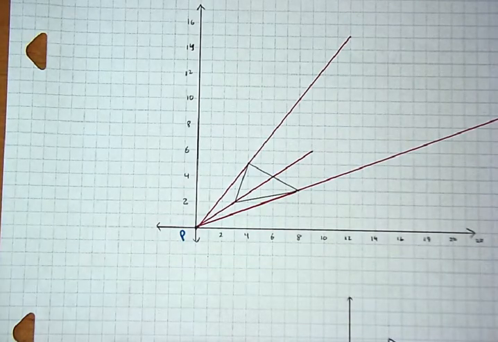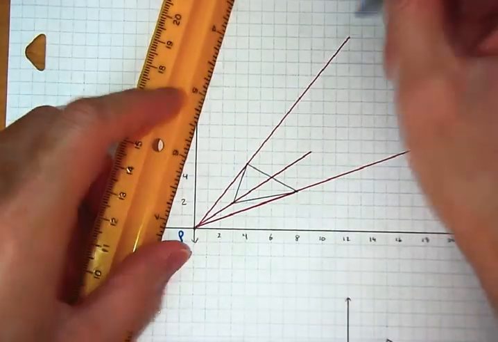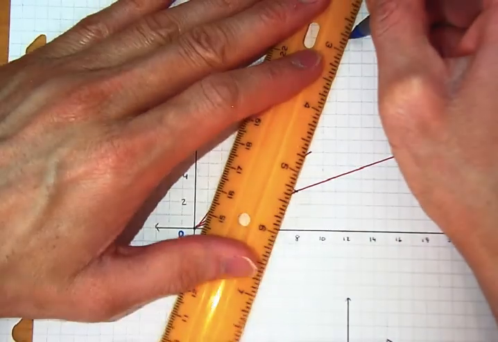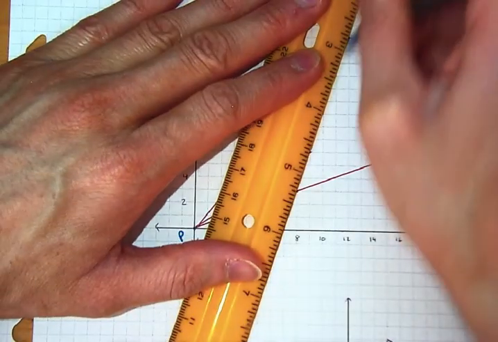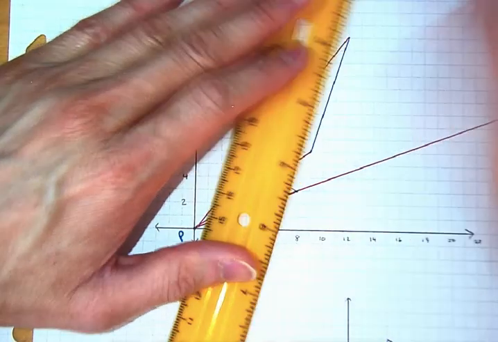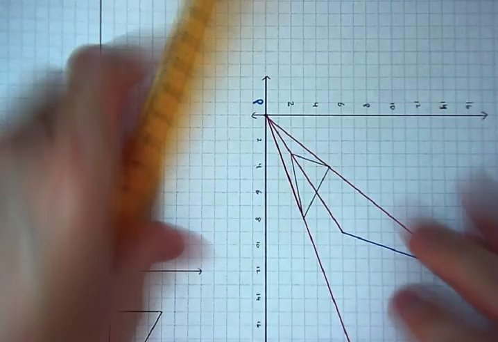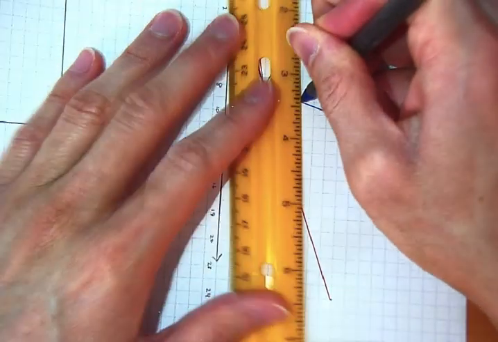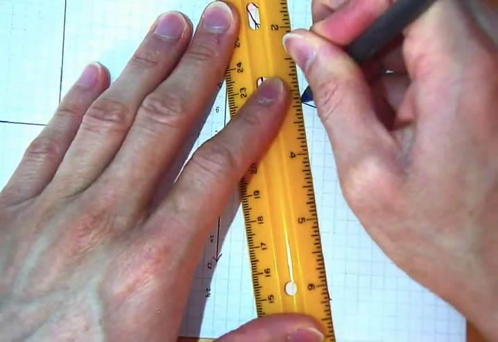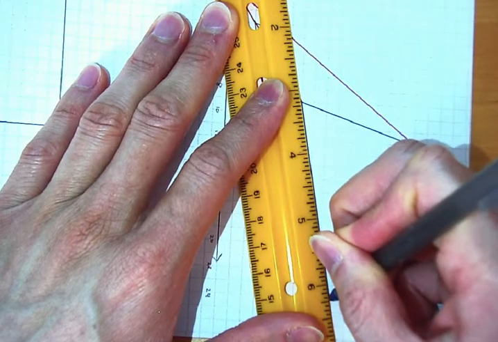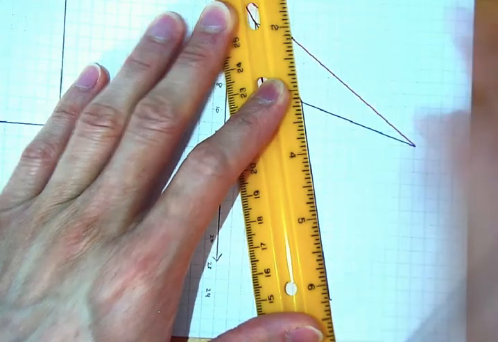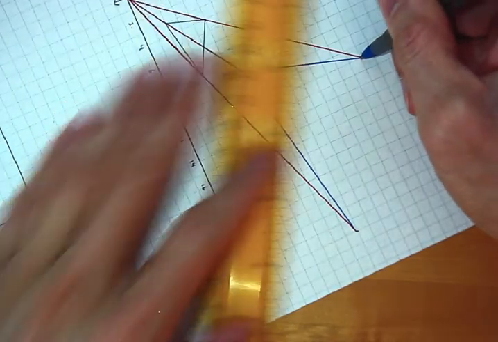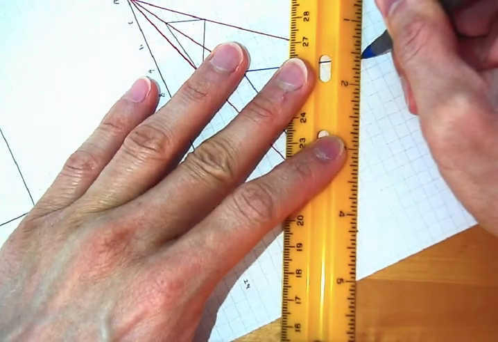Okay, so then I just have to connect these new points. And I should have a triangle that is 3 times as big, and the distance from the points to the center of dilation to point P should be 3 times as far.